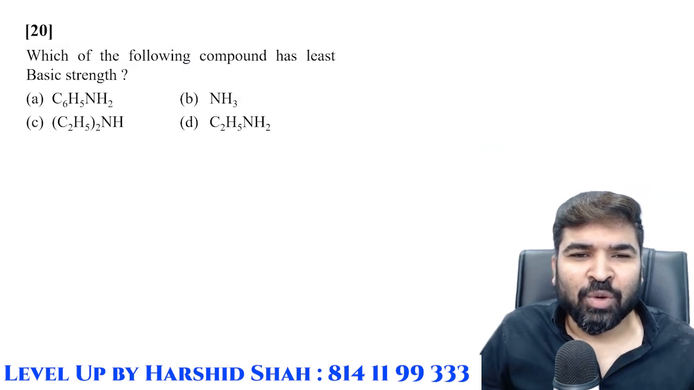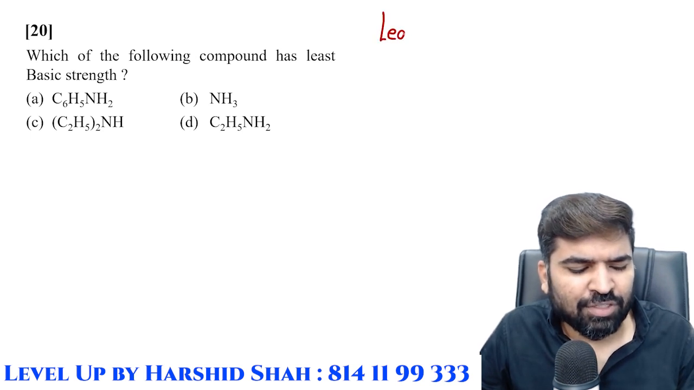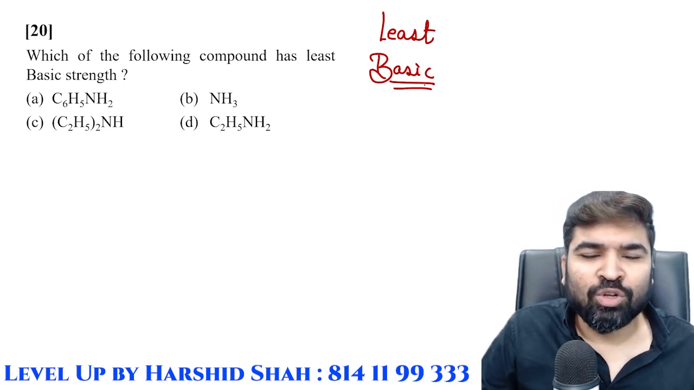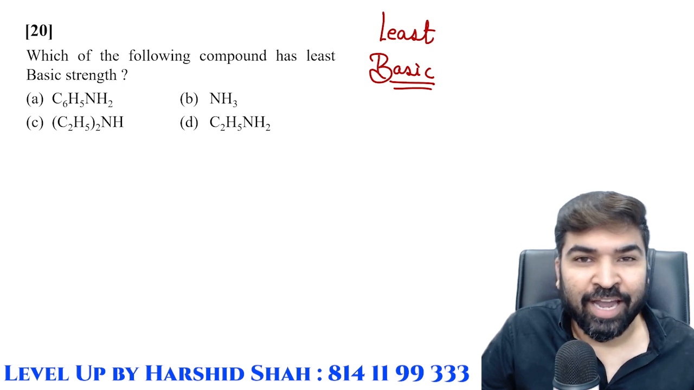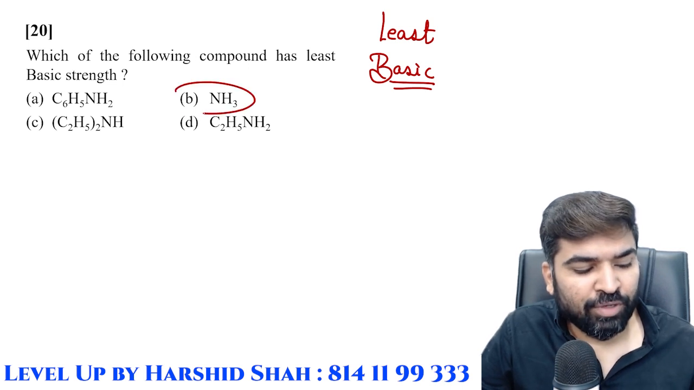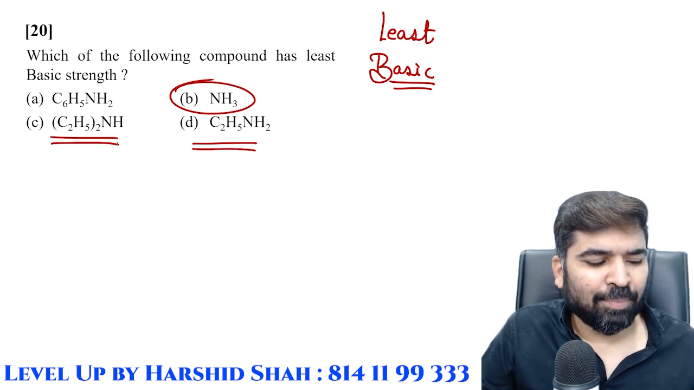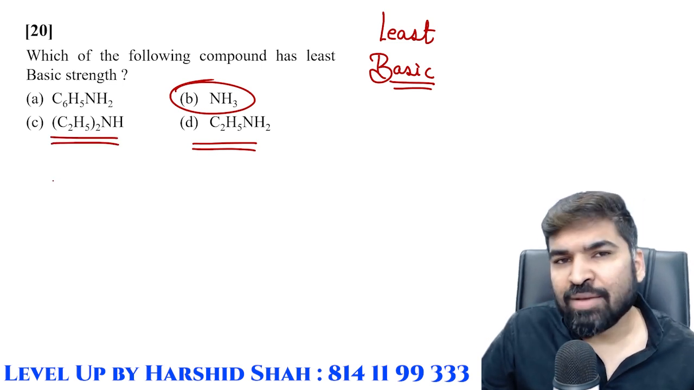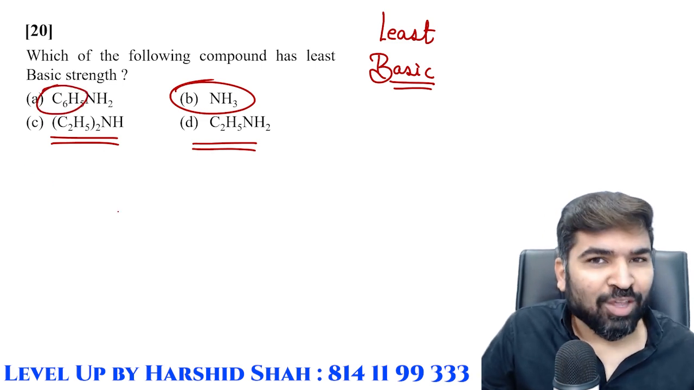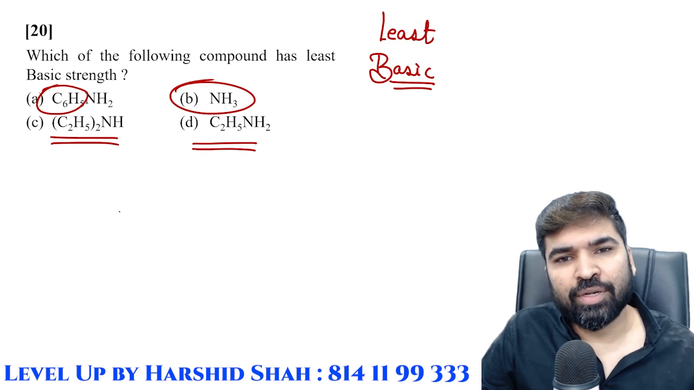Okay. Which of the following compounds has the least basic strength? There is another question. So, least basic nature. If we have the alkyl group, the R group, RNH2 is going to be more basic as compared to ammonia, right? So in comparison to ammonia, ethylamine and diethylamine are going to be way more basic. But in the aromatic part, it's not the R group, it's the Ar group. In the aromatic part, it is going to be less basic as compared to ammonia.